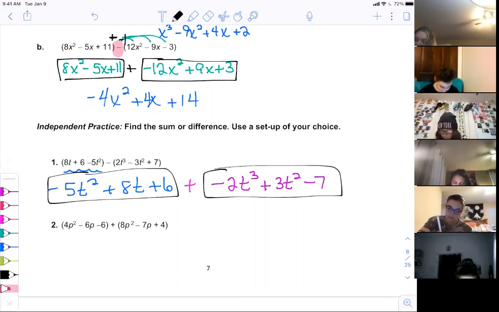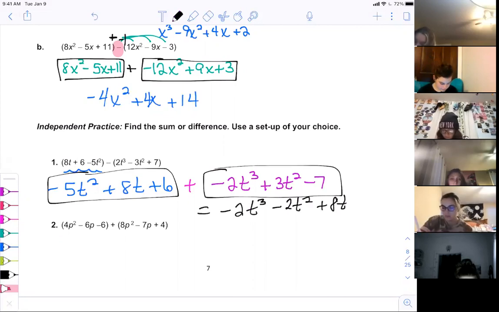Helene, what do you get for number 1? I got -2t cubed minus 2t squared plus 8t plus 13. And you are super close. That last 7 becomes negative once you distribute the minus through. So it's going to be -1. There you go, a -1.